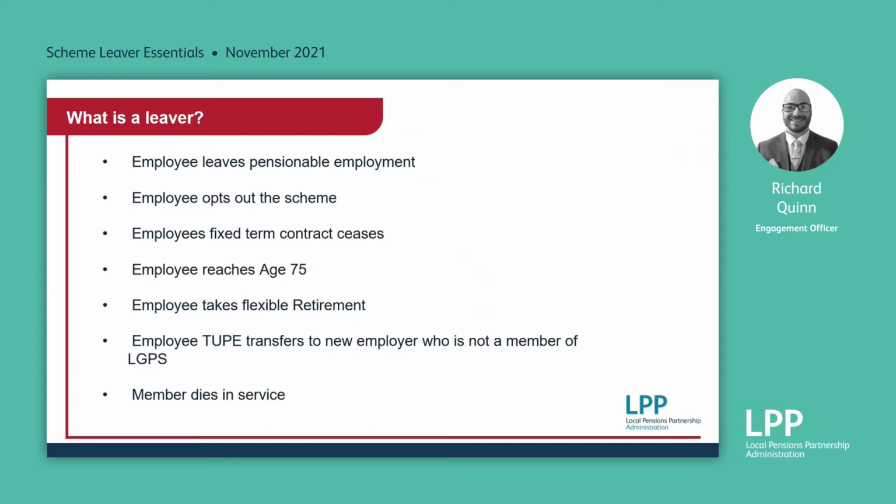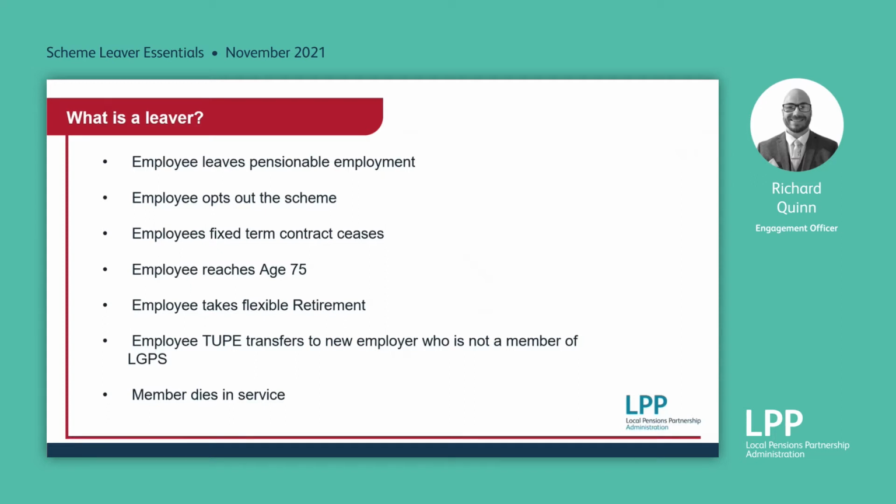This, of course, is dependent on a number of factors, such as the age of the member, the reason for leaving, and if they have met the vesting period in the scheme. So if an employee leaves pensionable employment, this is where a member leaves pensionable employment and has not yet attained the age to access their pension benefits. If they have met the vesting period, they are entitled to a deferred pension benefit. This is where we would calculate the benefits up to and including the date of leaving. They are then frozen until such point the member can access them. This is usually from age 55 onwards.